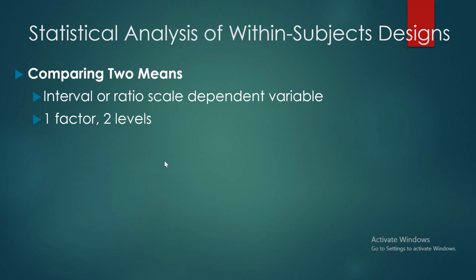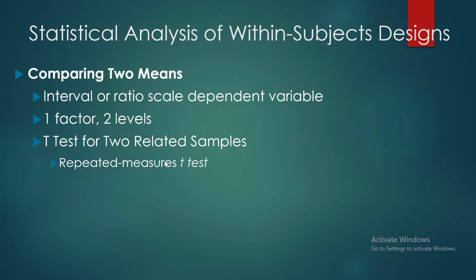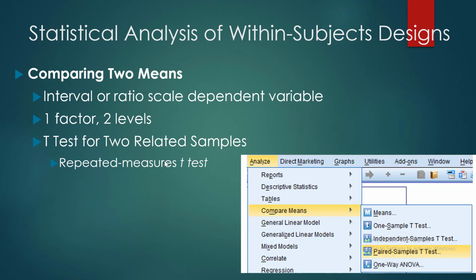When we have two means to compare, we can do a simple t-test for two related samples. And another way of referring to this is a repeated measures t-test. Now again, we had some of this interchangeable language with between subjects designs as well. So try to keep those two straight. So a t-test for two related samples, or repeated measures t-test, which makes sense because you're repeating that measure across those two means. So this is just what the analysis would look like.